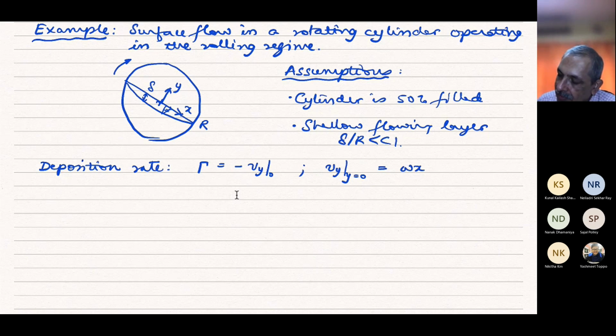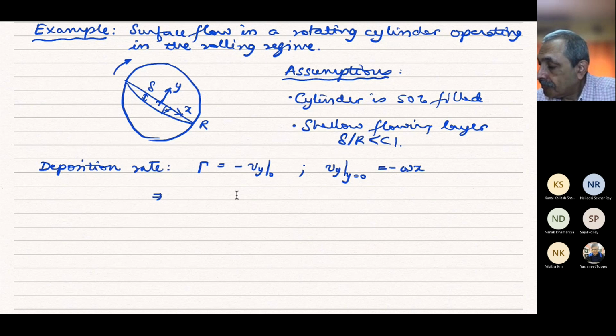And so if we look at the velocity in the y direction at y equal to 0, it is just minus of omega x. Correct. So this implies that if we substitute, and why is it omega times x?